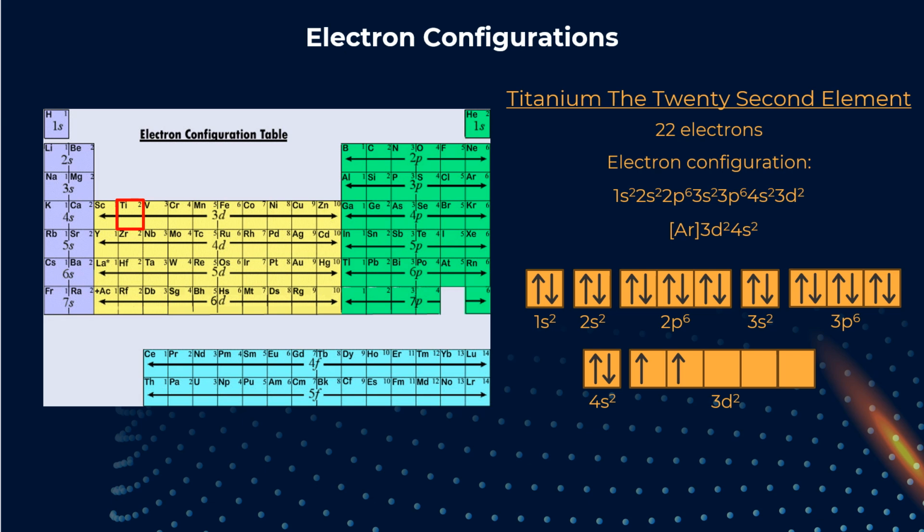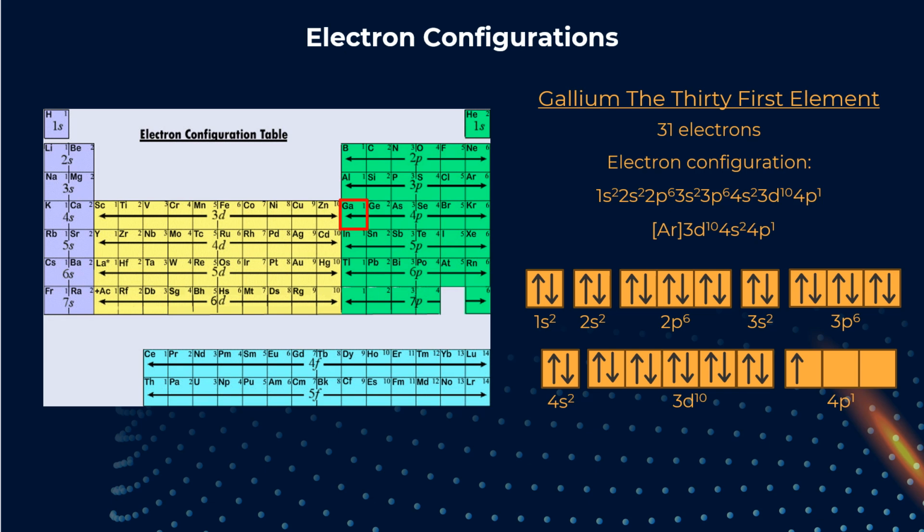Now we'll look at titanium. Titanium is the 22nd element with 22 electrons. When we arrange these electrons into orbitals, we get the electron configuration 1s2, 2s2, 2p6, 3s2, 3p6, 4s2, 3d2, or in other words, [Ar] 3d2, 4s2.